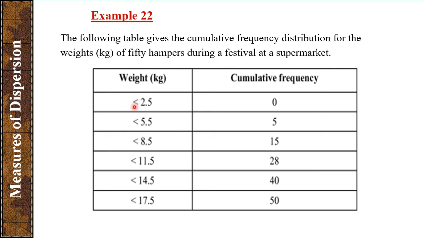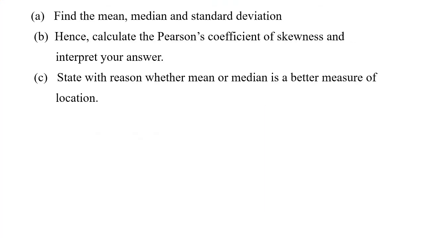So remember, less than 0.5 is 0, which means that 2.5 would be our lowest value. So the first interval will be 2.5 until 5.5, and the frequency for that is 5, because 5 minus 0 is 5. So with that, I will show later how we find the class interval. But before that, we go to the question first.